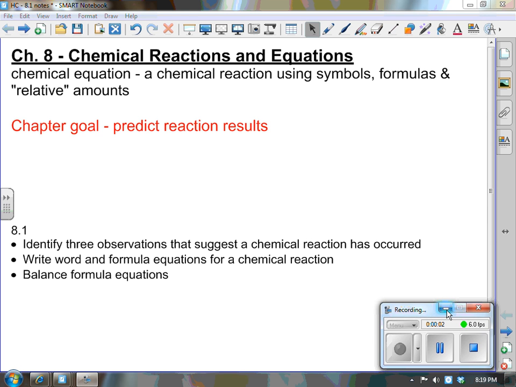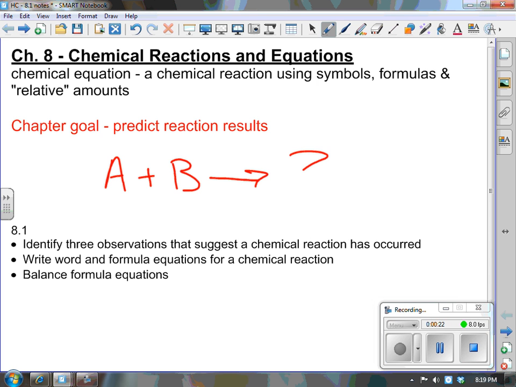In Chapter 8, we're going to look at how to write chemical reactions and equations. Ultimately, our goal here is to be able to predict the results of a chemical reaction. So we're going to be using chemical symbols, formulas, a little bit about relative amounts, some mole ratios, to ultimately figure out if chemicals react, for example, A and B, what are they going to make?